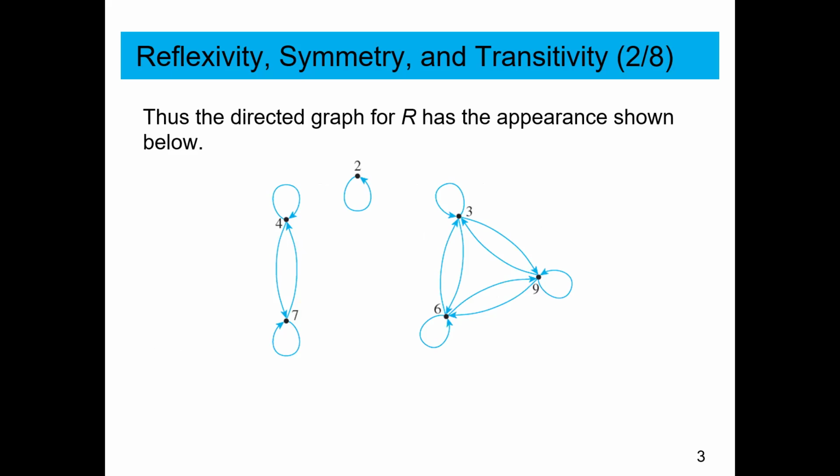Well, one, notice that every single point loops back to itself. That's really cool. There's not a single one that doesn't have a loop on it. The second one is, let's look here. 4 goes to 7 and 7 comes back. 6 and 3, there's an arrow going both directions. That's really nice. Lastly, if I have 3 of them, like here, 3 goes to 9, which goes to 6. So there's an arrow from 3 to 6.